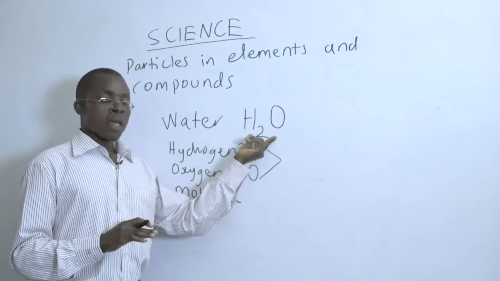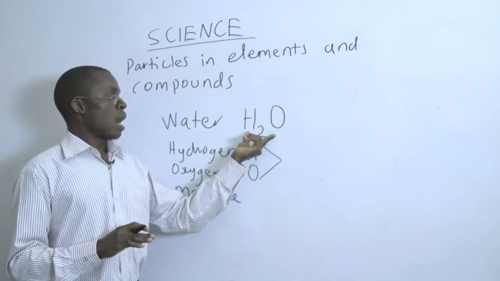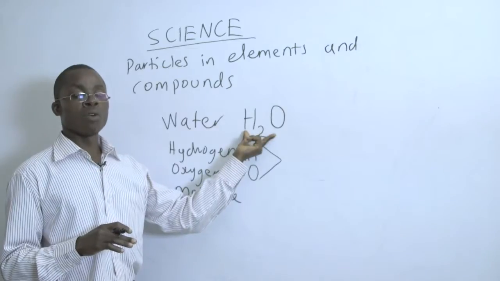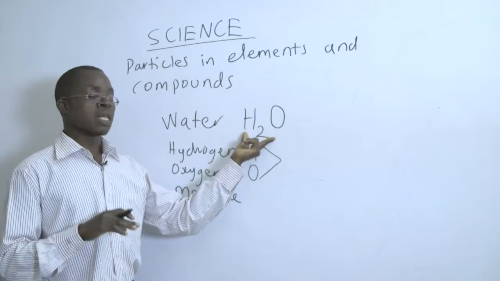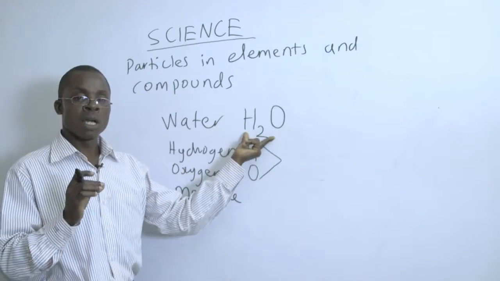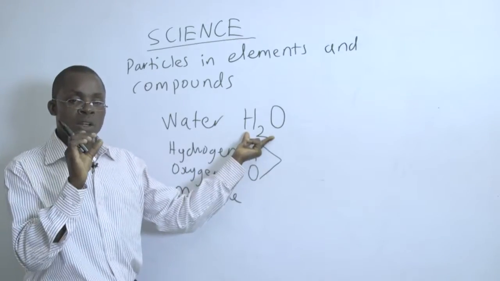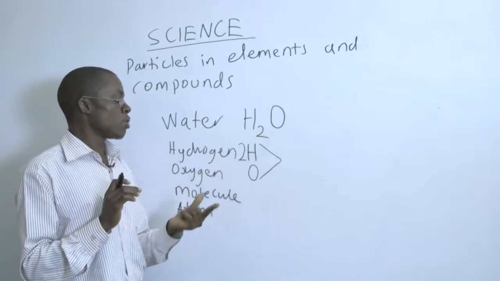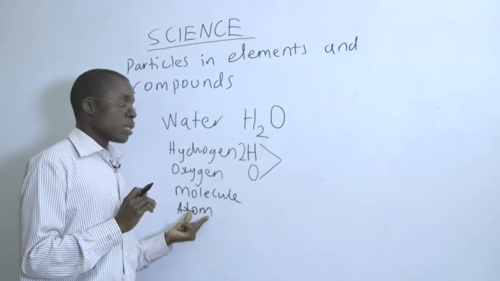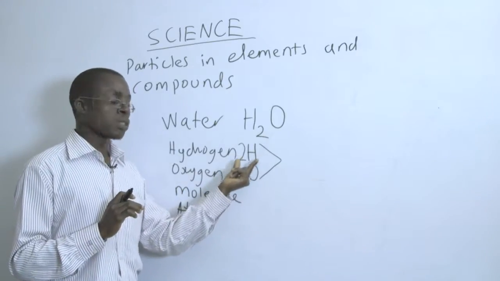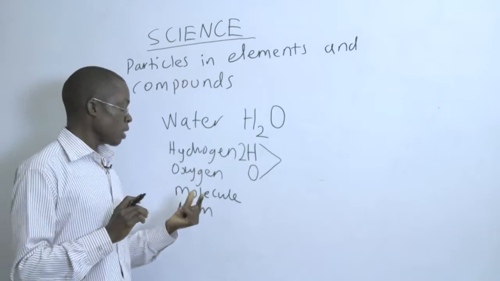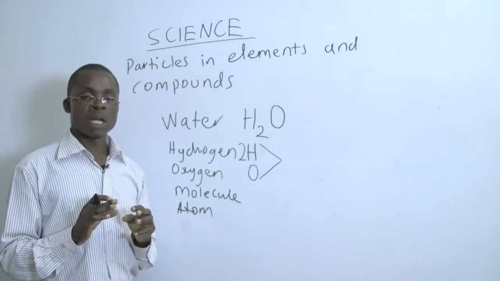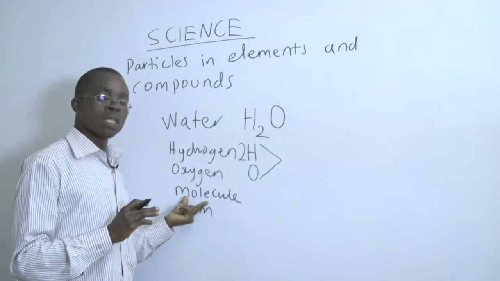For water to be written this way, and it is comfortable to exist naturally, then we can say this is a molecule of water, which gives us the smallest particle of water, naturally existing under normal conditions. But this molecule is made up of atoms, and these atoms are hydrogen atoms and oxygen atom. But as we have just said, these atoms do not exist naturally as atoms. They will exist as molecules.